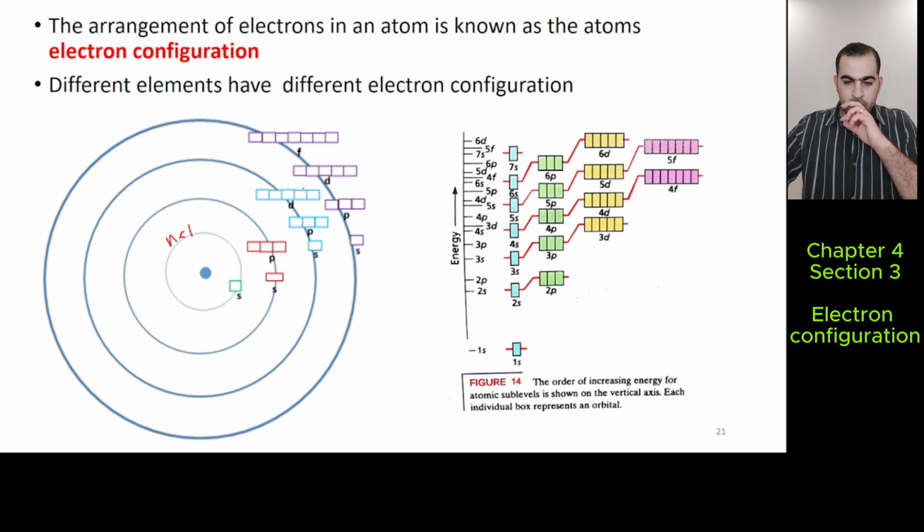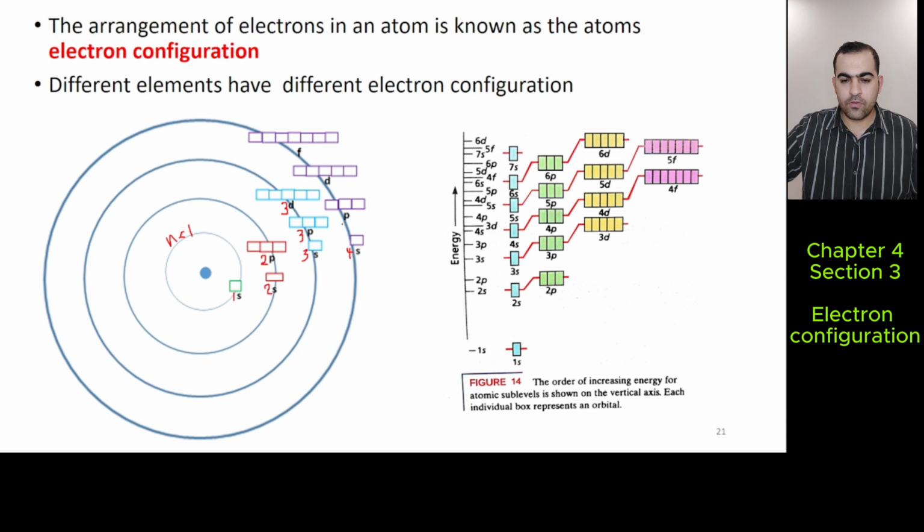We also said that the s in the first energy level we call what? 1s. And in the second energy level we call it 2s. And we said that the p sublevel starts in the second energy level, means in the first energy level we don't have the p sublevel. In the third we have s, p, d, so 3s, 3p, 3d.